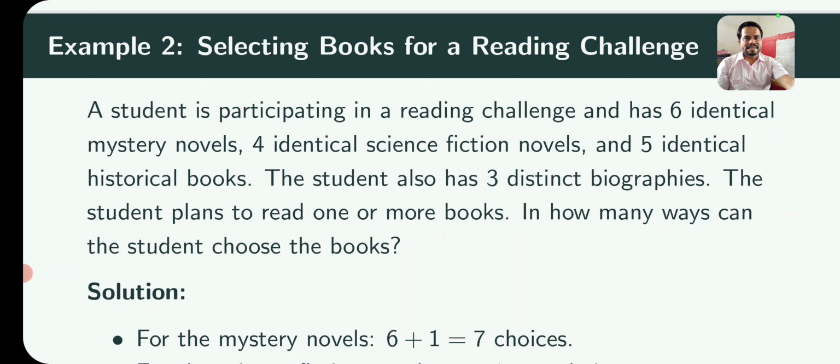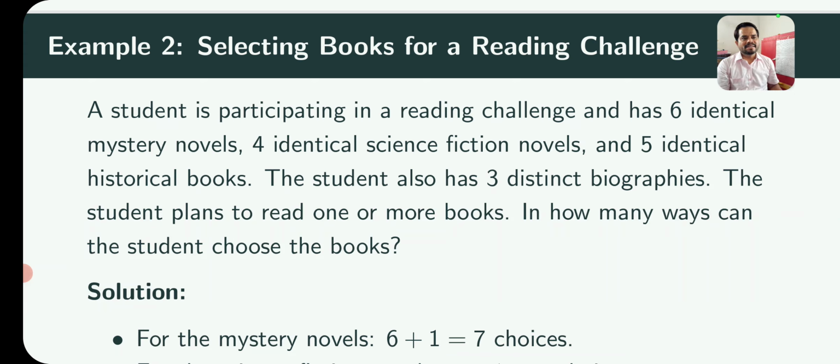This is the second example, selecting books for a reading challenge. The statement of this example is: a student is participating in a reading challenge and has 6 identical mystery novels, 4 identical science fiction novels and 5 identical historical books. The student also has 3 distinct biographies. The student plans to read one or more books. So how many ways can the student choose the books?